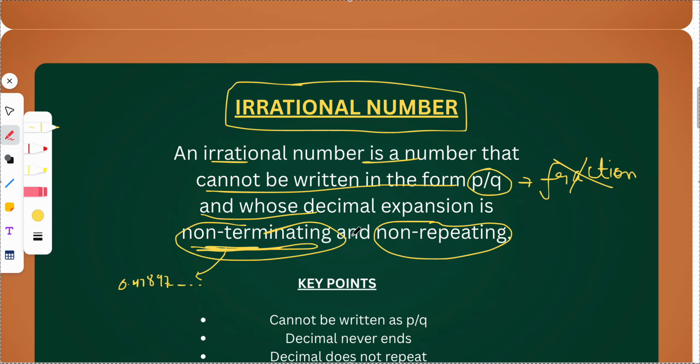Similarly, it is saying that the decimal expansion should be non-repeating too. As we have seen in rational numbers, the decimal expansion for them was repeating, like 0.44444, but here in the irrational part, the decimal expansion should not be repeating itself. Got it? The decimal expansion should not be equal to 0.4444, it should not be equal to this sort of number.